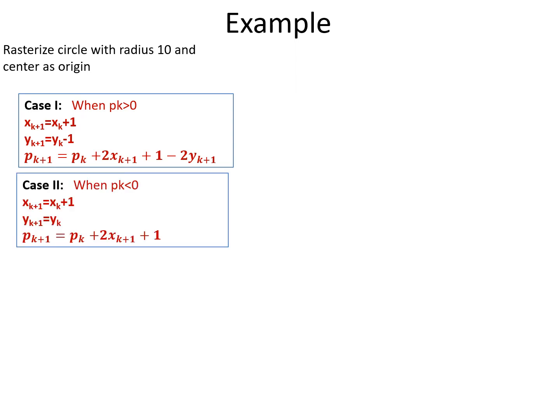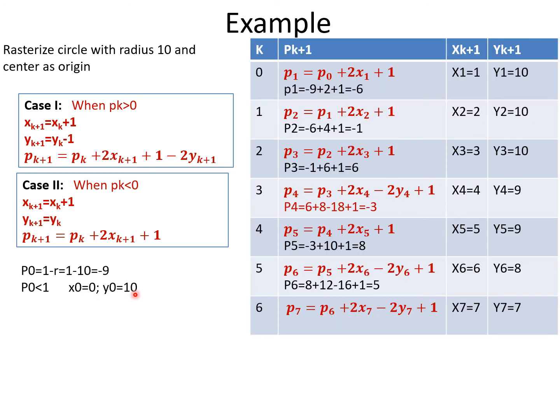So we know the calculation of these two cases. We take the first decision parameter p0, which will be 1 minus r, 1 minus 10, which is minus 9. Since the first decision parameter is less than 0, we have the first point x0 as 0 and y0 as 10. Now for the second decision parameter, we'll calculate p1. As the first decision parameter, minus 9, is less than 0, x will be incremented by 1 and the y value will remain the same. So x1 is 0 plus 1, which is 1, and y1 is 10.